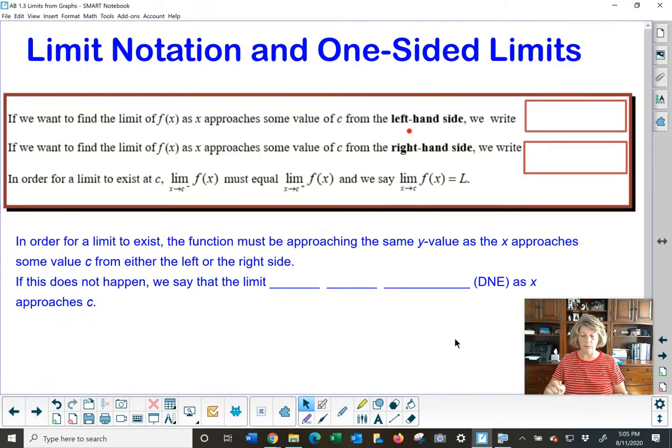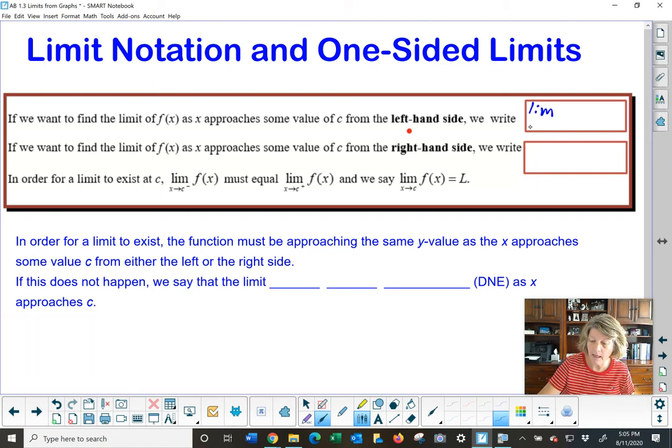So limit notation, one-sided notations as well. If we want to find the limit of f of x as x approaches some value, let's say c, from the left-hand side, we would write the limit as x approaches c from the left. So c with the minus sign up, like a superscript position. And then since they mentioned the function f of x, I would say f of x. And then that would equal some number if it existed.